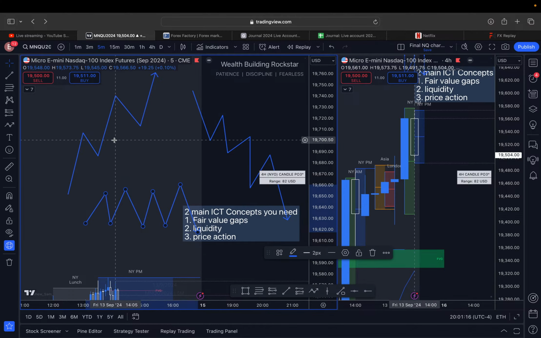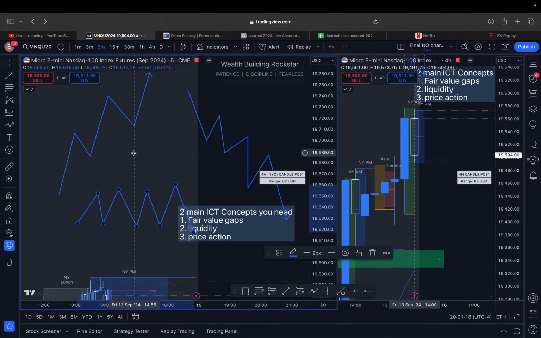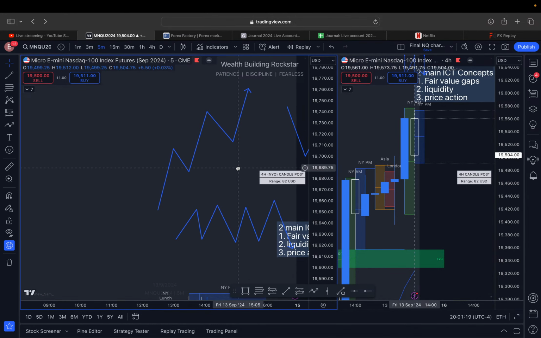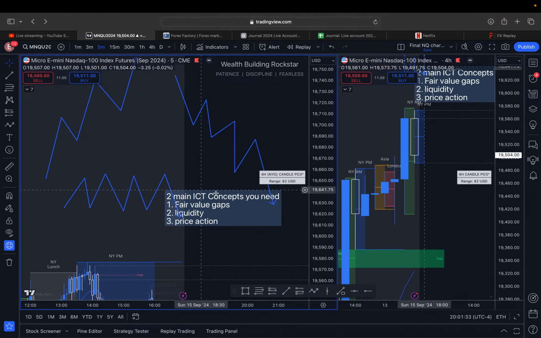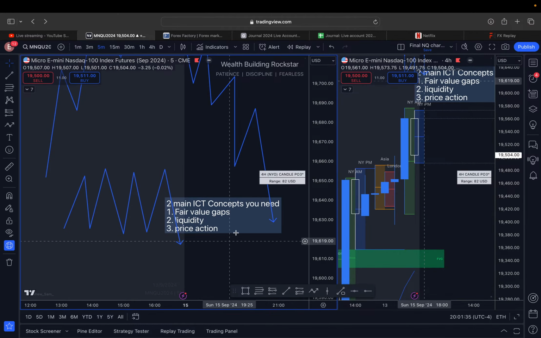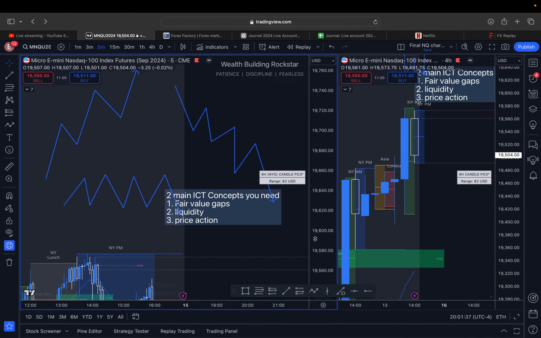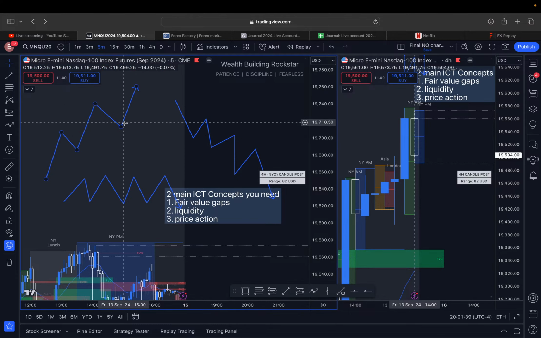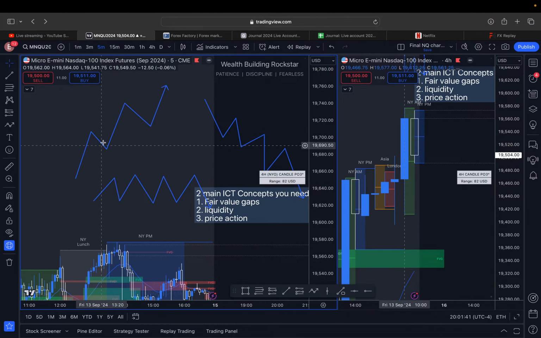You have an uptrend, we have a downtrend, and then we have a consolidation. That's how the market will move all the time. The three main things you need: price action, fair value gaps, and liquidity. Price action is just the market moving up, the market moving down. If a market moves up, it's going to retrace a little bit, and then it's going to go up. There's different ways to retrace.